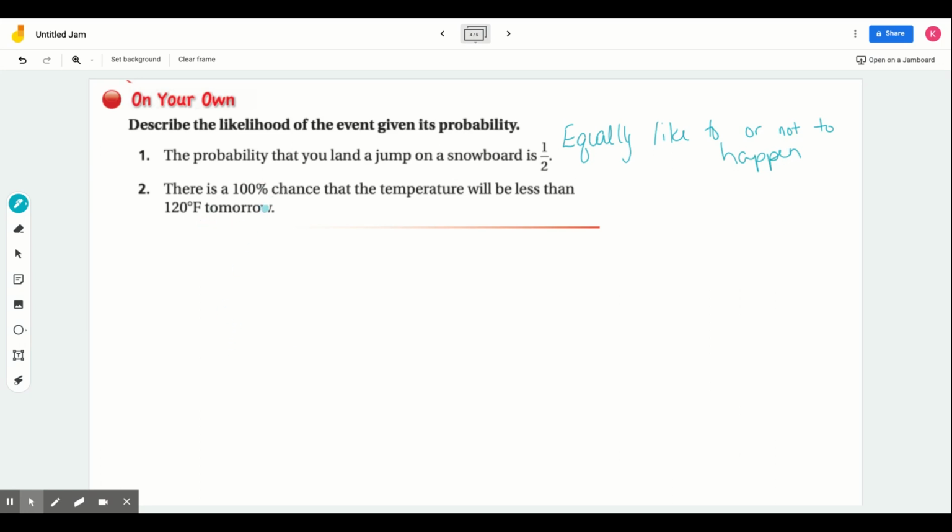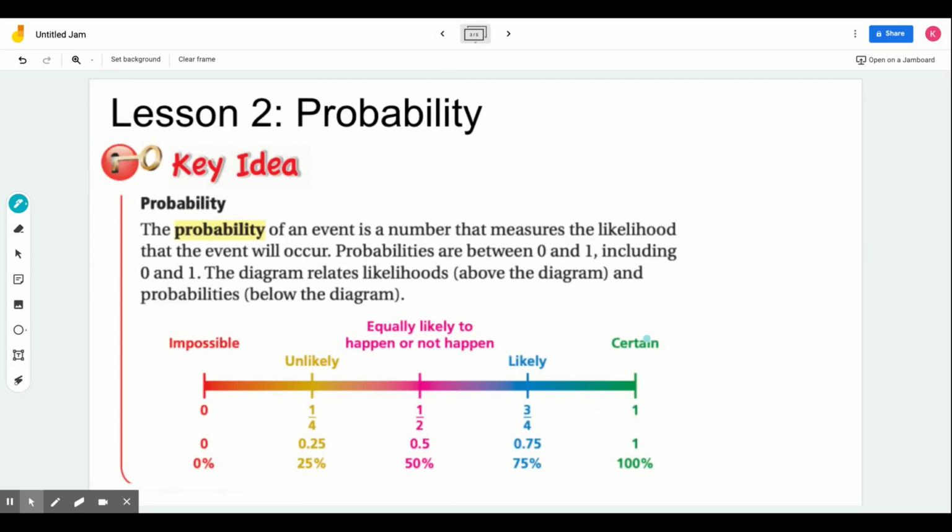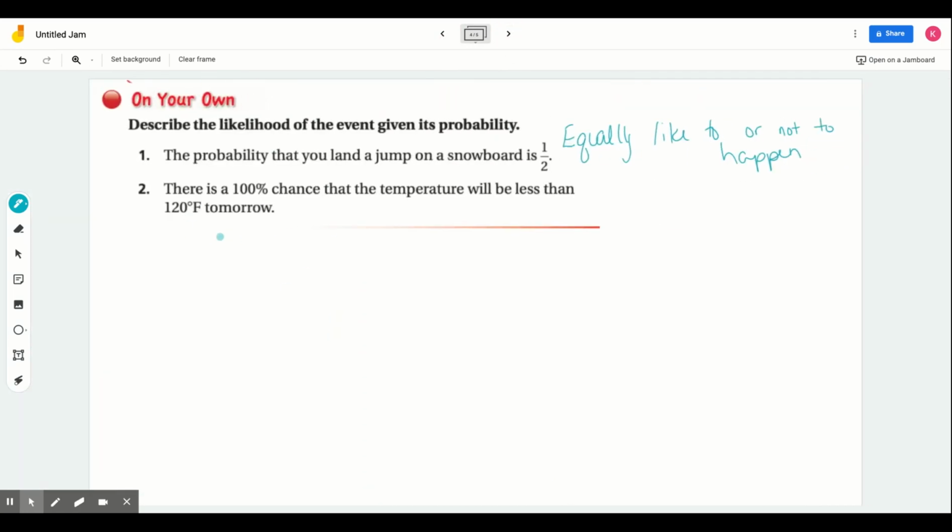There is a 100% chance that the temperature will be less than 120 degrees Fahrenheit tomorrow. So 100% is 1, so we are certain that it is going to be cooler than 120 degrees tomorrow. So we are certain that that is the case.